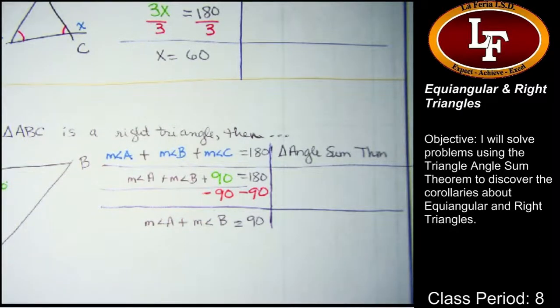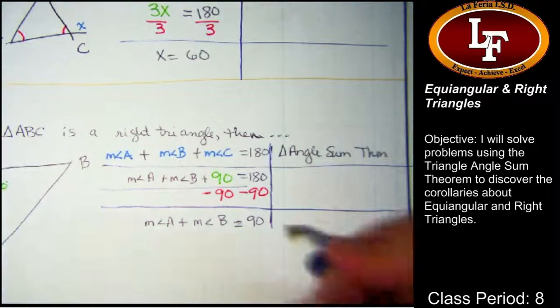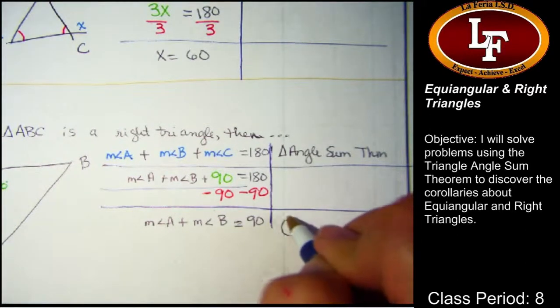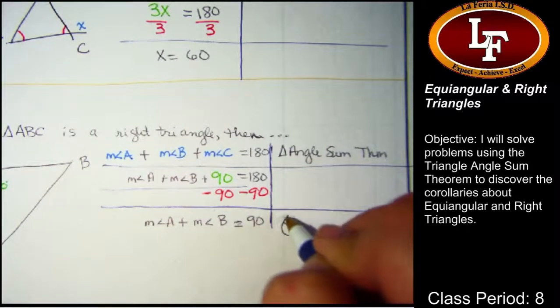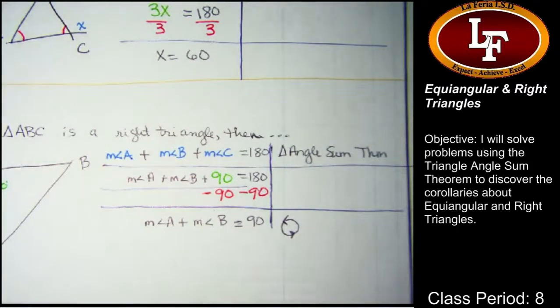Do you remember? Recall moment. Do you remember what we call angles that when you add up their measures give you 90 degrees? The right angles are definitely the 90 degrees. These ones aren't right angles because they're not 90 degrees themselves. But you add them and get 90. Do you remember what those were called?